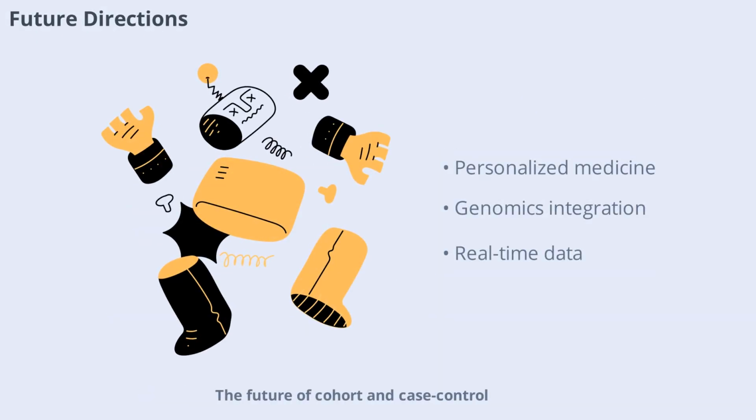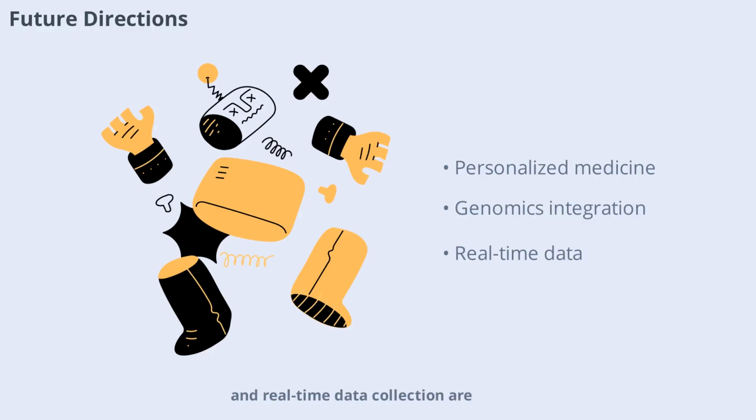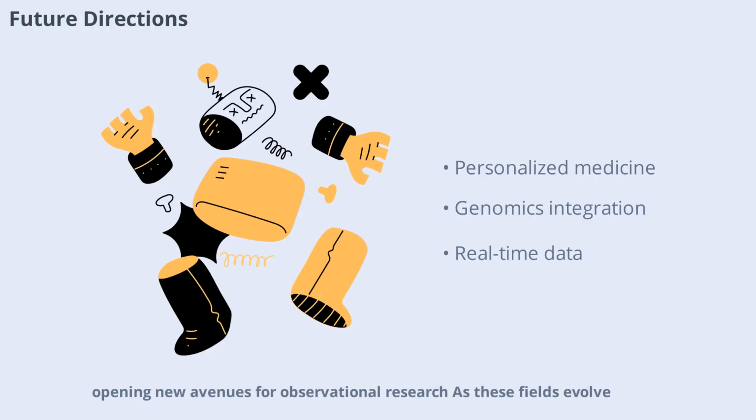The future of cohort and case control studies lies in integrating new technologies, improving data sharing, and developing innovative study designs. Personalized medicine, genomics, and real-time data collection are opening new avenues for observational research. As these fields evolve, researchers must continue to adapt and refine their methods to answer complex clinical questions.